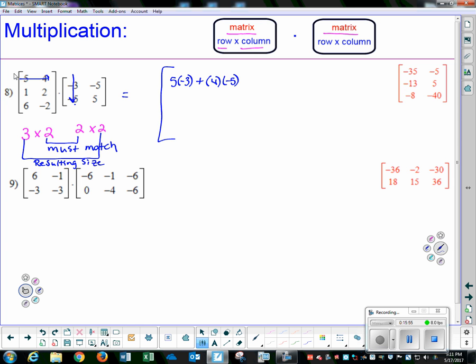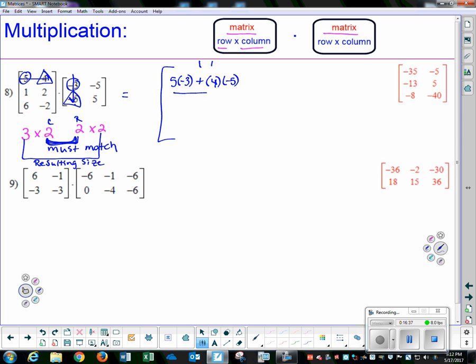And if I had a longer row and column, I would just keep doing these products and summing method, okay, till I'm done with my row and column. And now you can kind of understand why we need these inside numbers, the number of columns here, to match up with the number of rows in this other item, because I need to have a one-to-one match, 5 with -3 and this 4 with this -5. I need the same size so that I can get a complete match. All right, that gives me this position of 1, 1 here, okay?